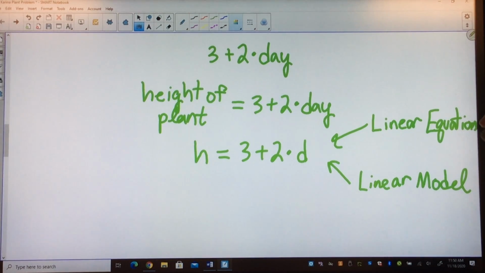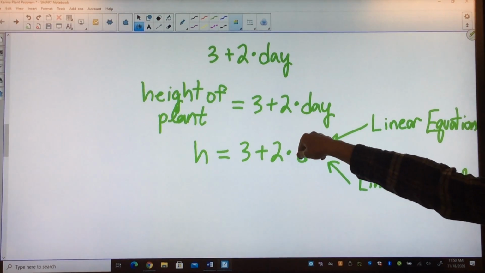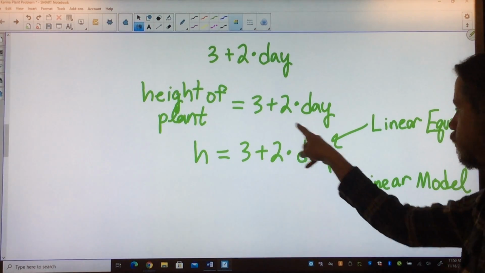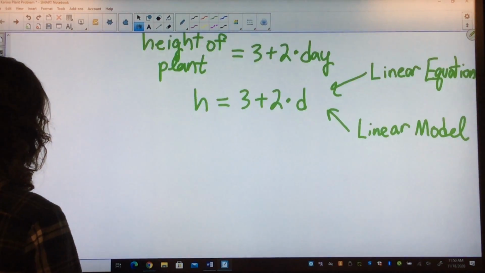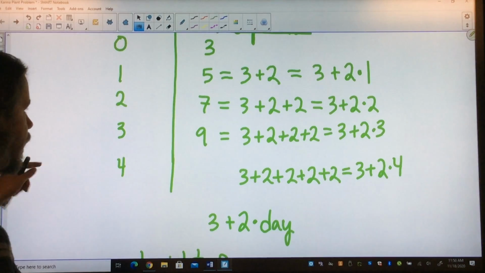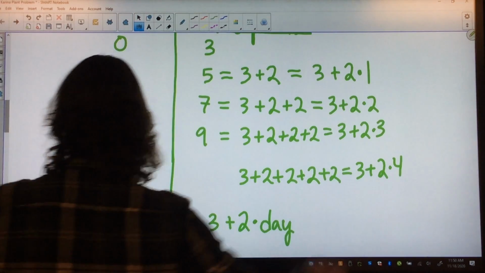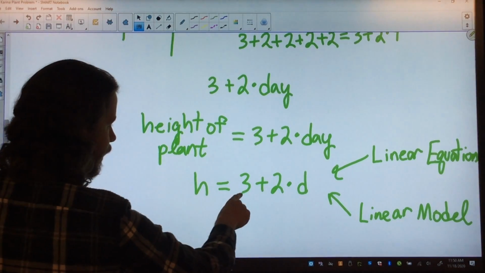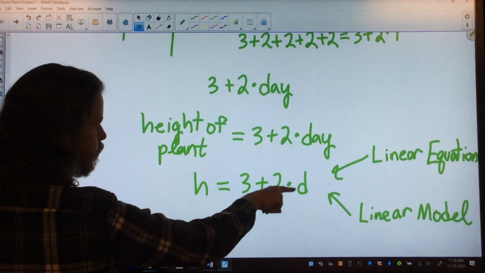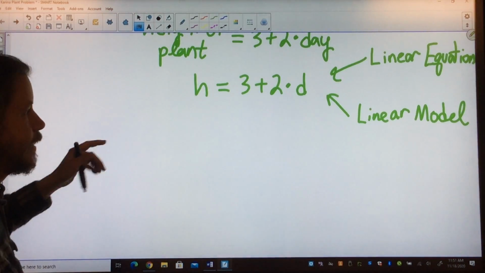All right. Now that we have a linear model, we can use this model to answer those questions that Karina was asking before. We can use this model to predict the height of the plant after 10, 20, and 30 days. So let's do that. When we looked at our table up here, we asked, how do we find the height? Whatever day it is, that's what we multiply the 2 by. That's what this linear model says: whatever day it is, take 3 plus 2 times that number of days. So let's use this model and make a prediction of the height after 10 days.